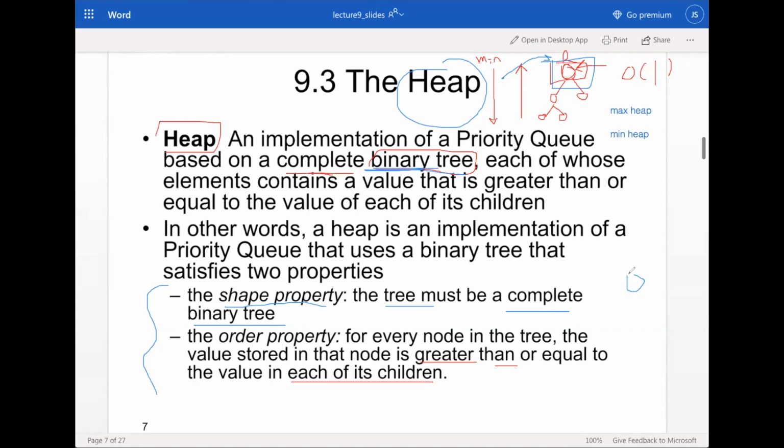But binary tree means each node having two children. Okay, that's what a binary tree is. So that's our premise here to begin talking about the shape property.